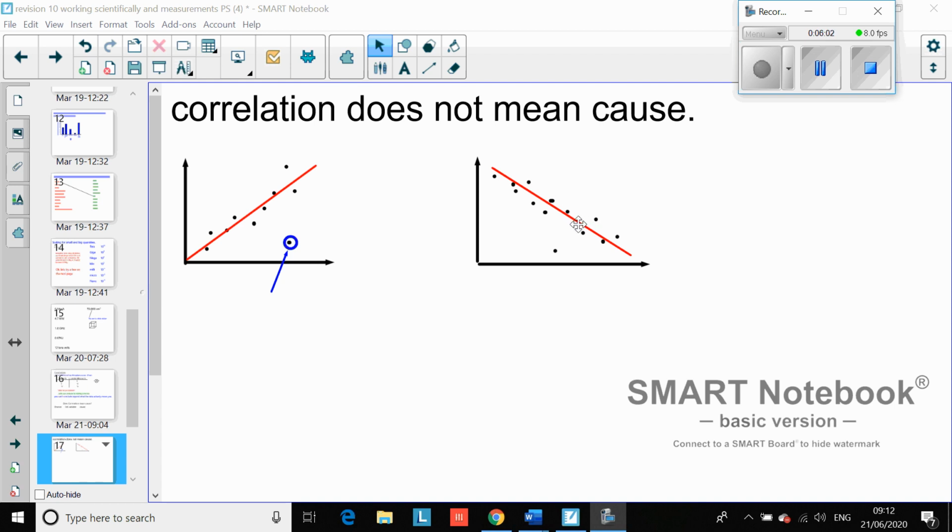Okay. So if two things are correlated like this, there's a relationship between them, it doesn't necessarily mean that a change in one variable is causing a change in the other. It's really, really important that you remember this. Correlation does not mean cause. Because this is changing as this increases, there are three possible reasons why this could be happening. Okay, so we're going to go through them.